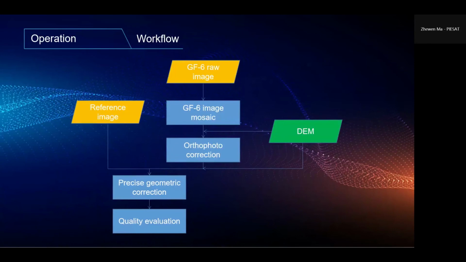So this slide shows a general workflow of what you are expected to do in the later example. First, you will have to do the image mosaic based on the Gaofen 6 raw image, and after that, combined with the reference image and DEM image as references, you will perform the orthophoto correction. And after that, it will be the precise geometric correction. And finally, the quality evaluation will be performed to determine whether you have output results that meet your preset requirements for accuracy.